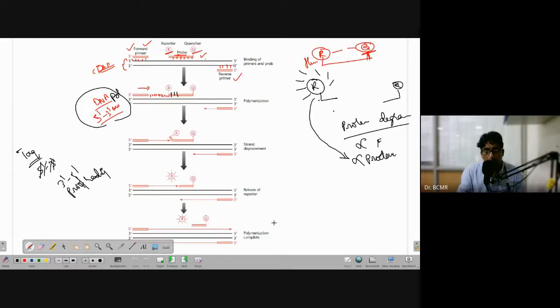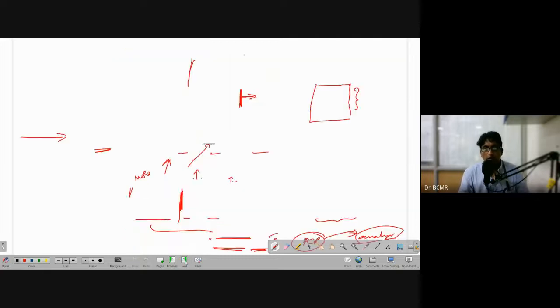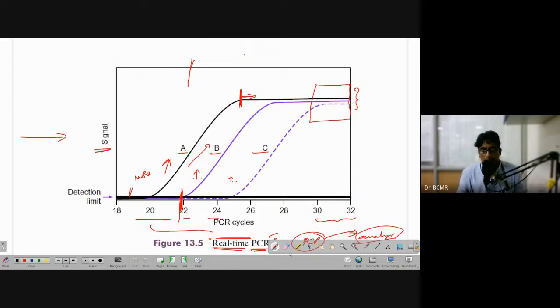I hope this is clear enough, right? So the more fluorescence is indicative of the product formation. Now let's look at this picture that we have discussed before.